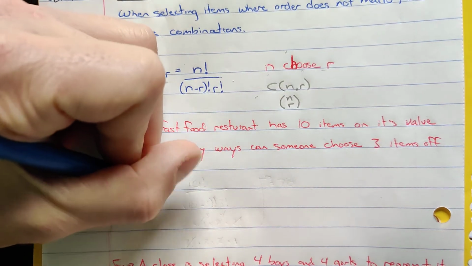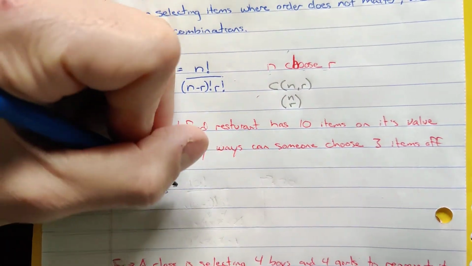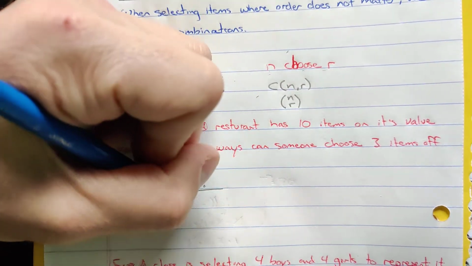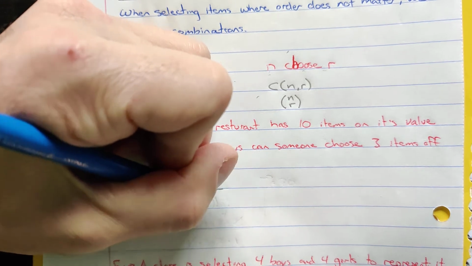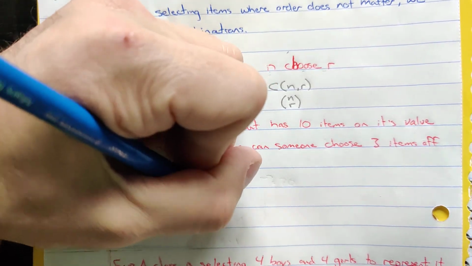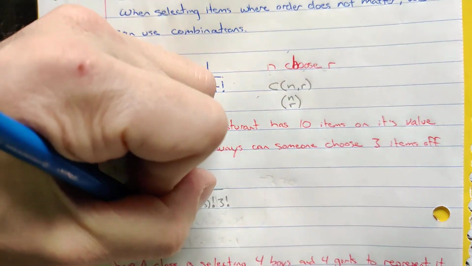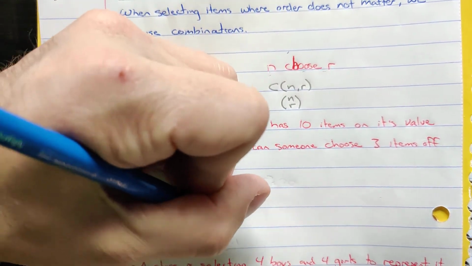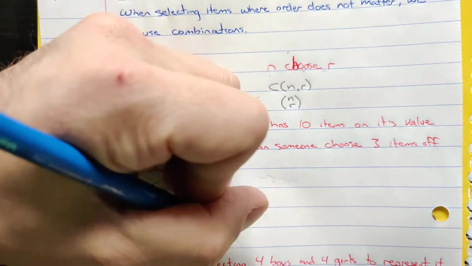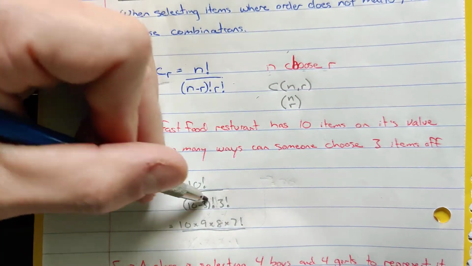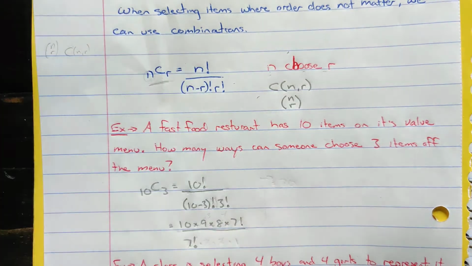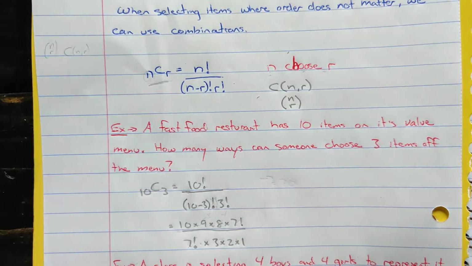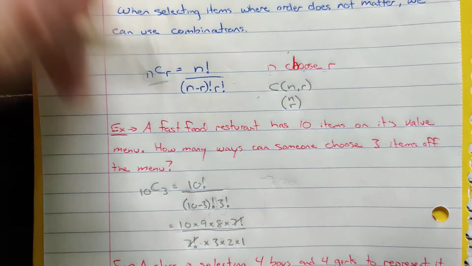Well, we have 10 items, we're going to choose 3. So as a factorial, 10 factorial over 10 minus 3 factorial times 3 factorial. So breaking this down, 10 times 9 times 8 times 7 factorial. And I'm stopping at 7 factorial because 10 minus 3 is going to be 7 factorial. Those will cancel. Then I have 3 times 2 times 1. The 7 factorials will cancel.